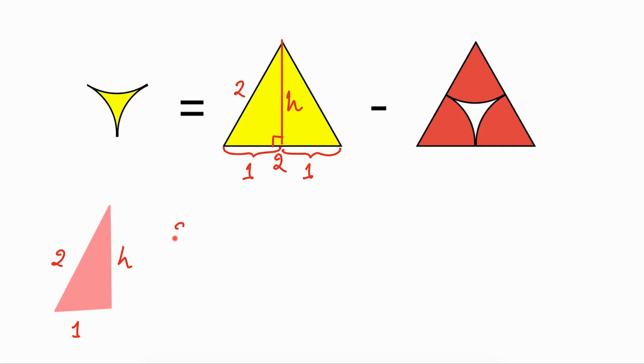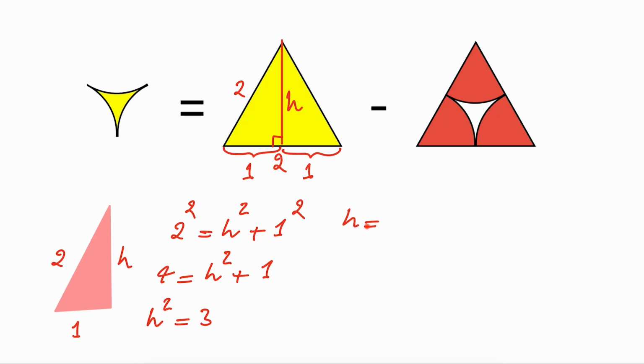So we can write 2 squared is equal to h squared plus 1 squared. If we simplify this, we get 4 is equal to h squared plus 1. If we subtract 1 from both sides, we finally get h squared is equal to 3. If we take a square root from both sides, we will have h is equal to the square root of 3.